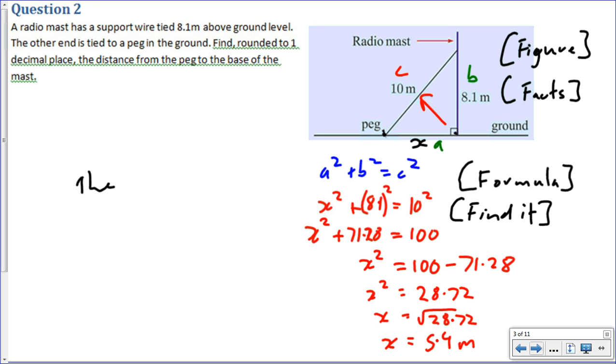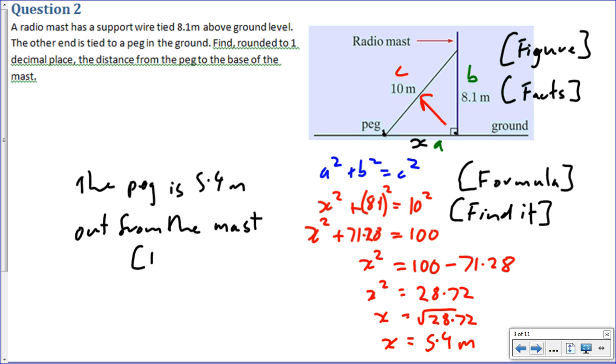So the peg is 5.4 metres out from the mast. Again, this is our fix it section. That's question 2.